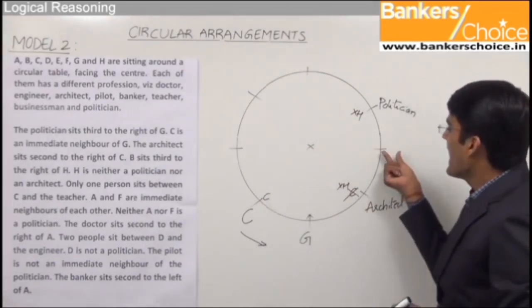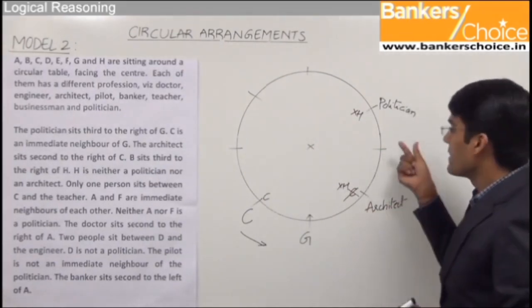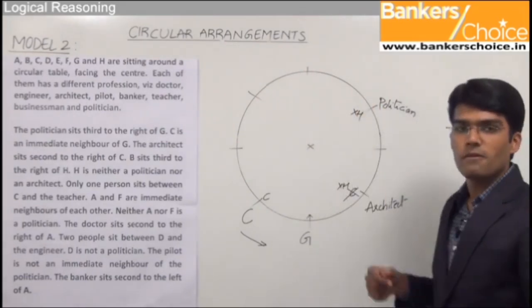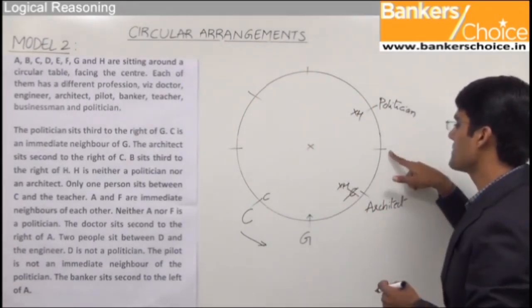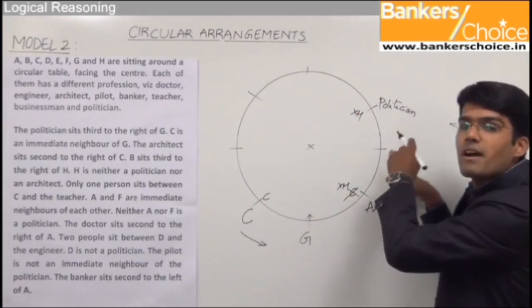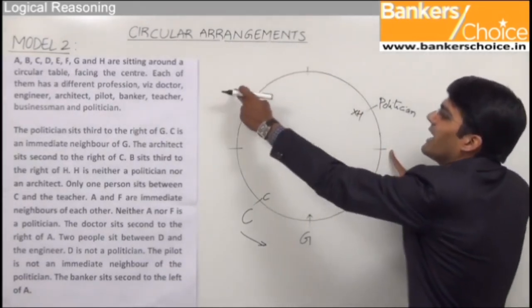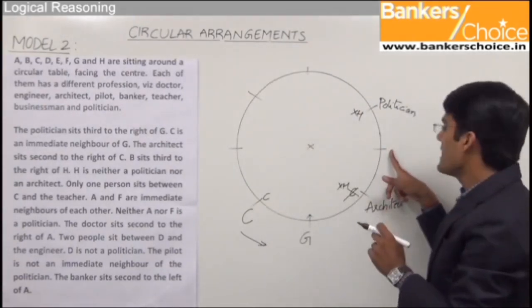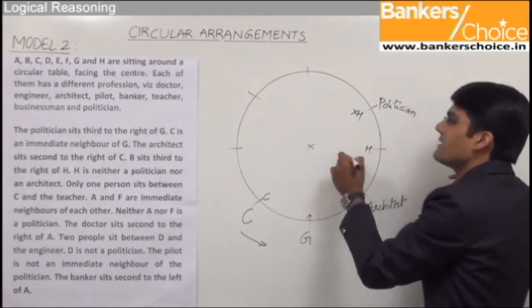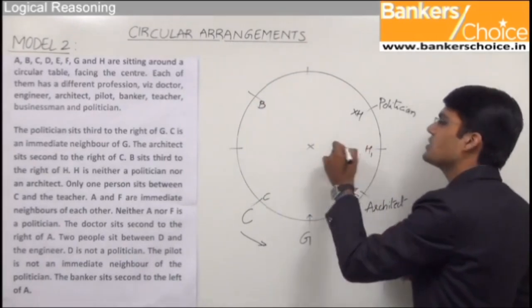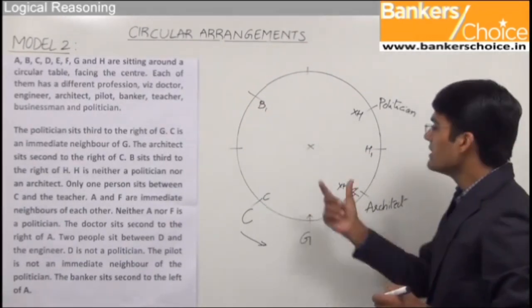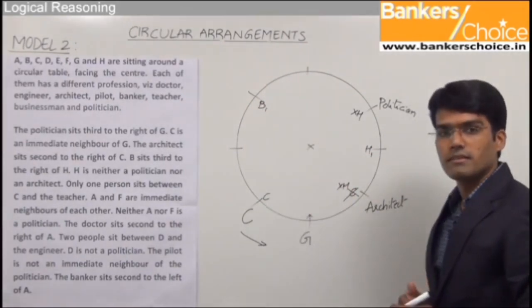Let us assume H takes this position. Now since B sits third to the right of H, we should move in the anti-clockwise direction. So if H comes in this position, B should be sitting 3 places away, that is 1, 2 and 3. So we can say that if H occupies this place, B should be coming in this position. And let us indicate this pair as H1, B1. That is, these two should always come together.